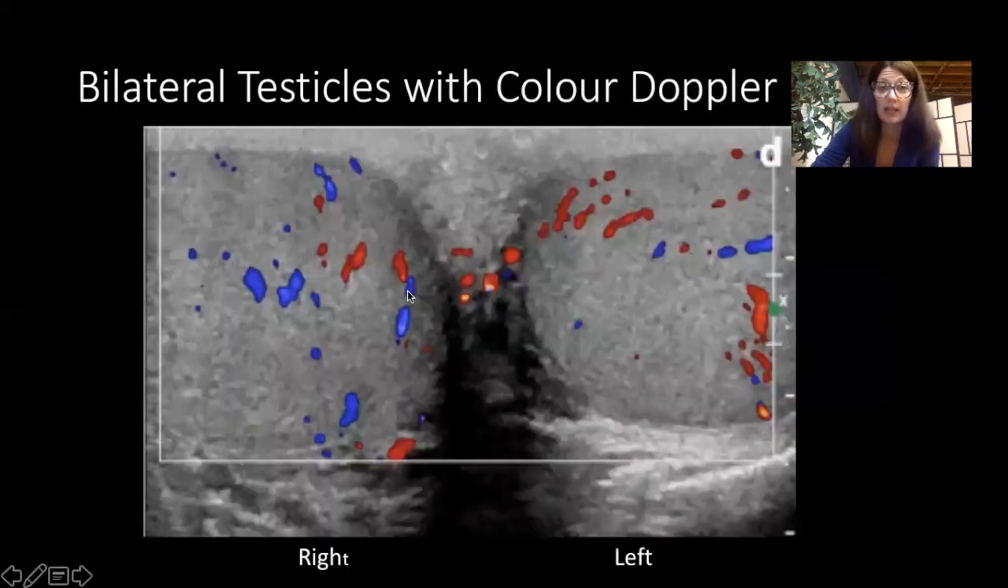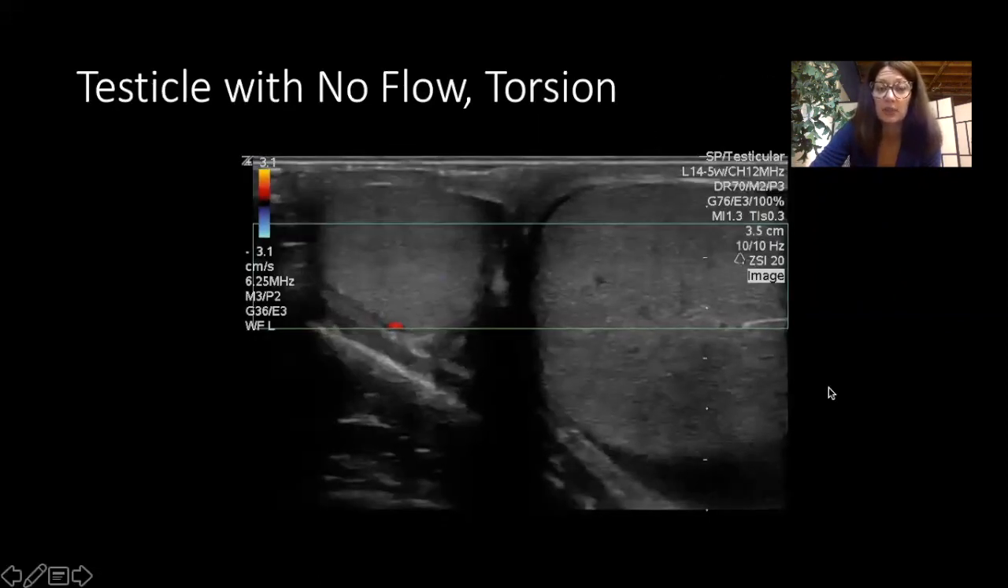So then I apply my color Doppler box. Generally speaking, you want to drag it to include both of the testicles. And then I would turn the color gain completely off and just gradually turn it up until I'm just starting to see flow on the unaffected side. So let's see some clips of what this looks like.